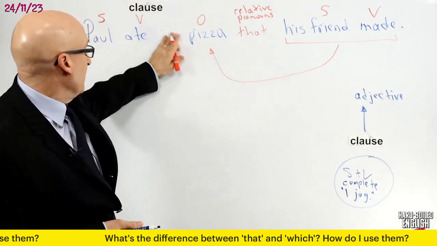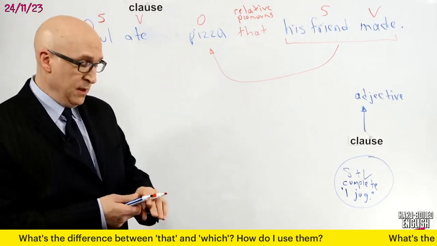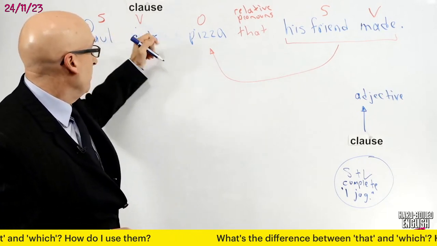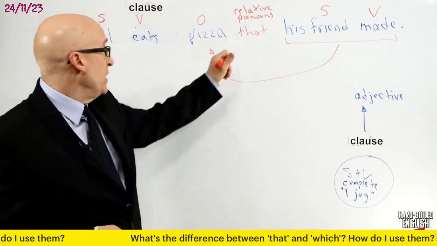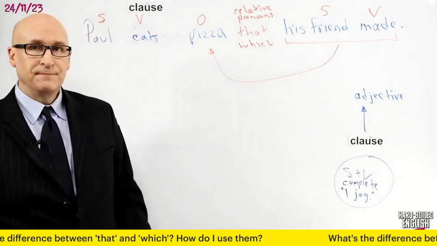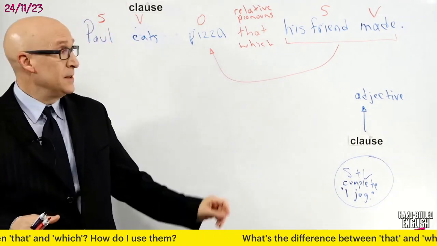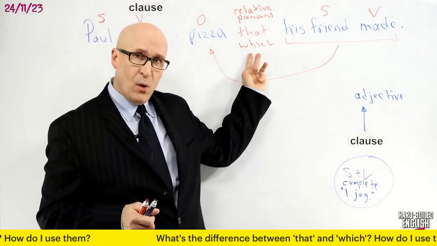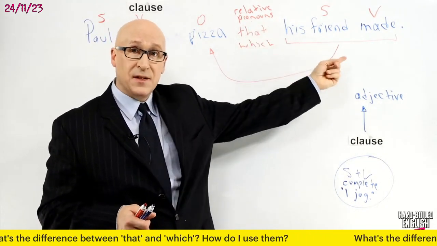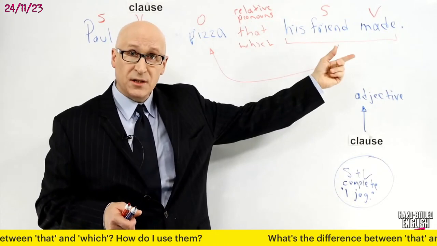If it's not specific, just let's say it's my habit. Paul eats pizza. Well, then which is fine? In fact, both are fine. In fact, the relative pronoun can sometimes act as a subject in the clause, the adjective clause.